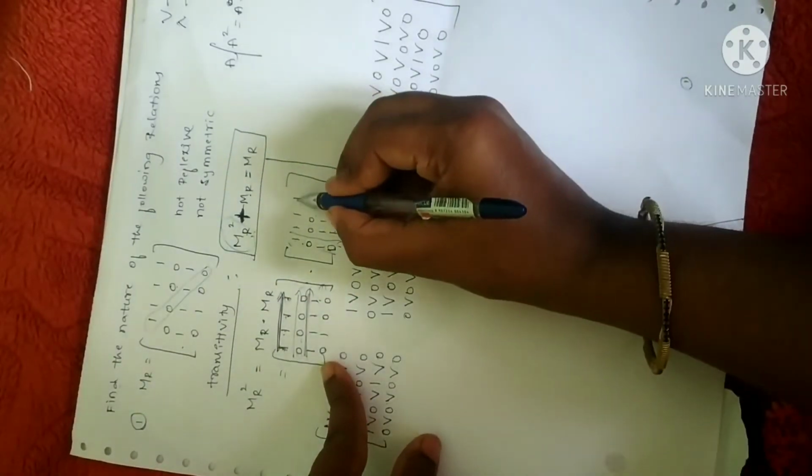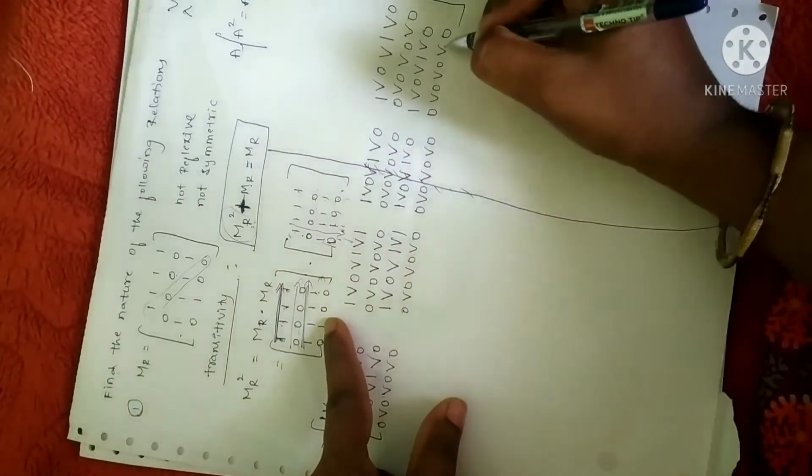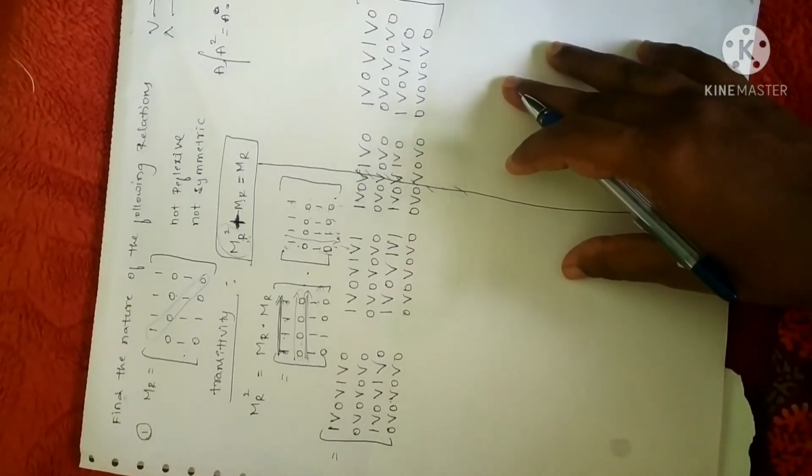So 0 meet 1 is 0. 1 meet 0 is 0. 0 meet 1 is 0. Again 0 meet 0 is 0. So the same thing I have done. If you're finding any difficulty, you are free to ask.